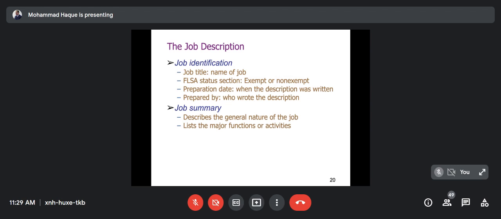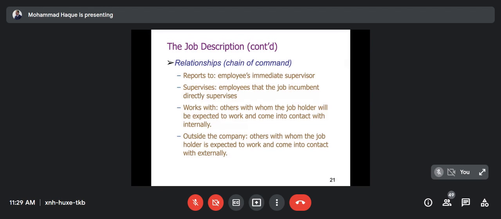Then we have got preparation date as to when the job description was being prepared and when the description was written and who is the person responsible for writing it. The job summary will be the description of general nature of job, and it will also list the major functions or activities that involves a particular job. Then chain of command or relationships of one job with other, and the officers who are related.